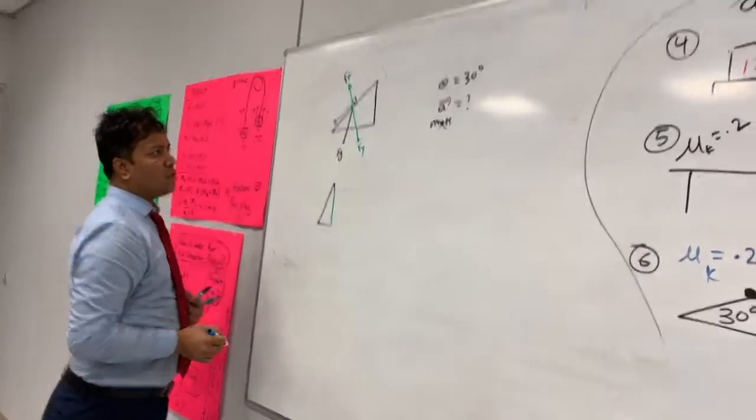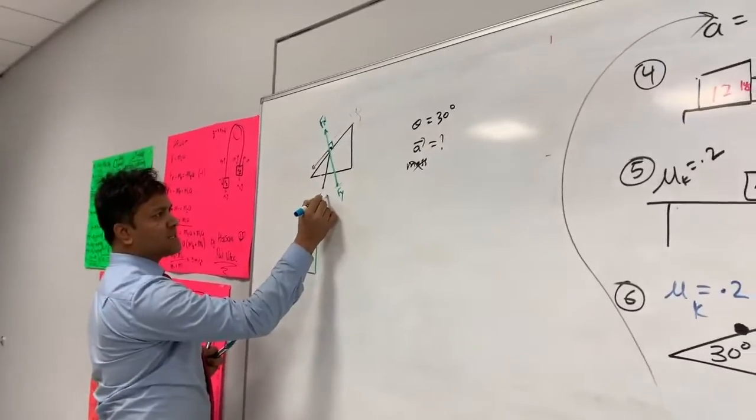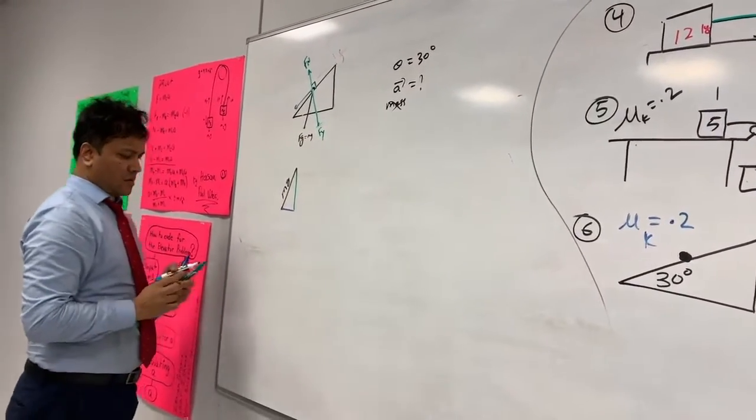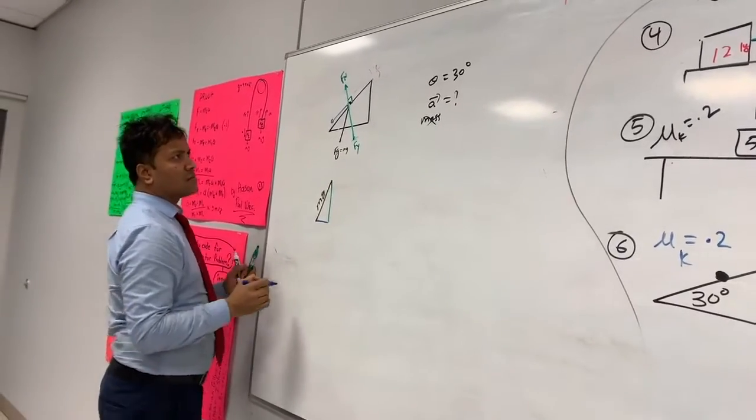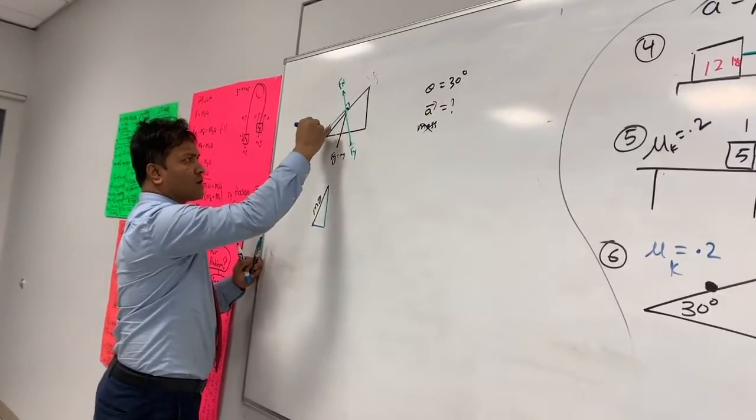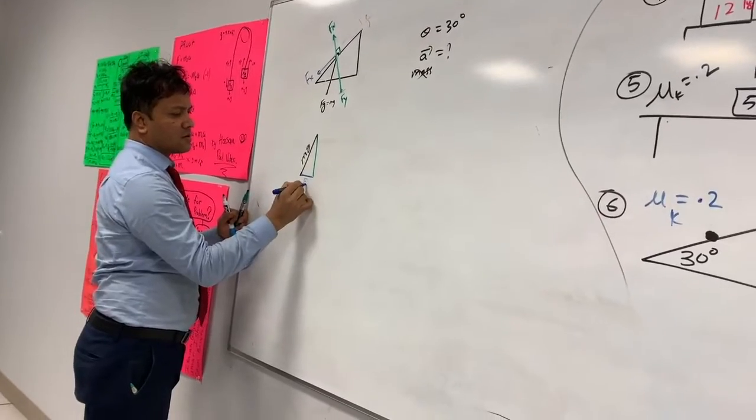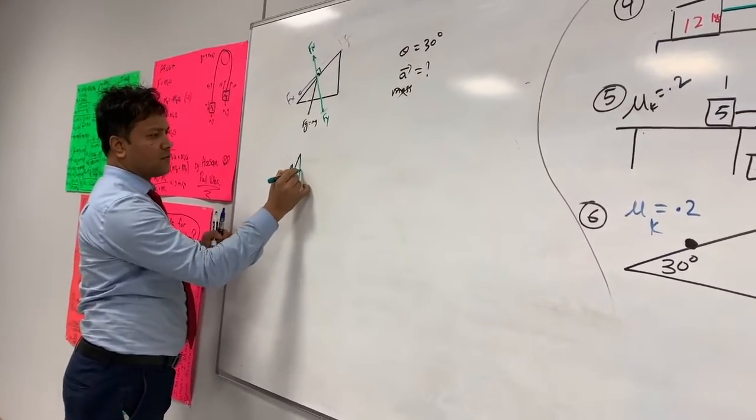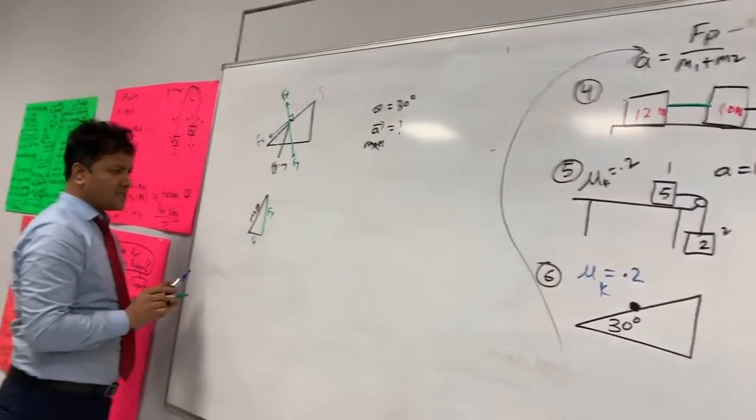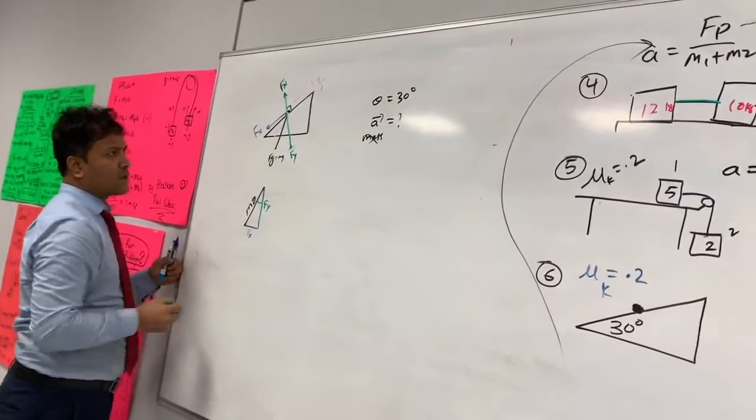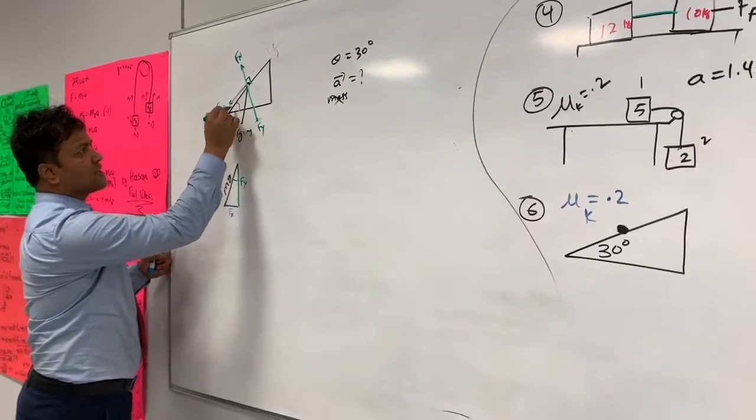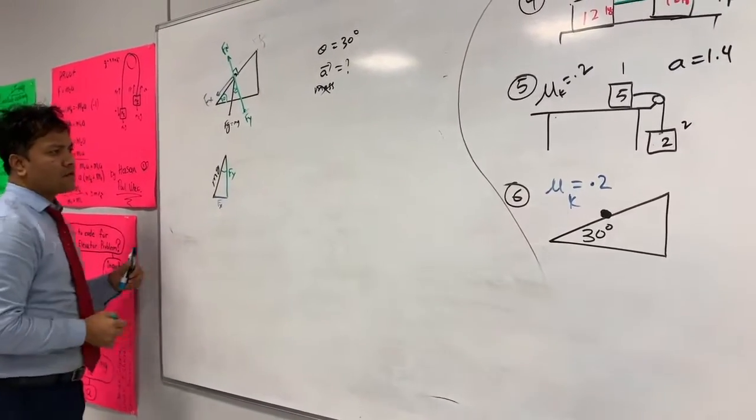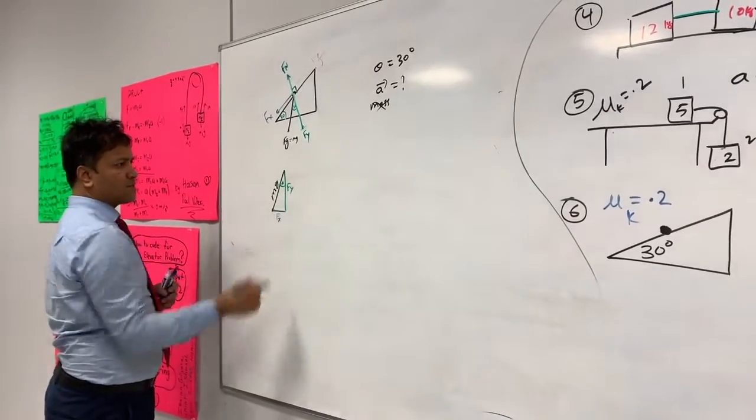The black one is Fg. Fg can be called mg, so I'm going to call this one mg. The blue one is called Fx, and the green one is called Fy. And this is the angle, which is 30 degrees, because if this is 30, this is 30. This is theta.